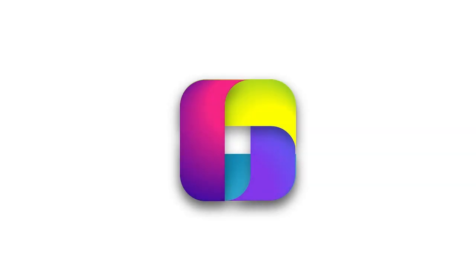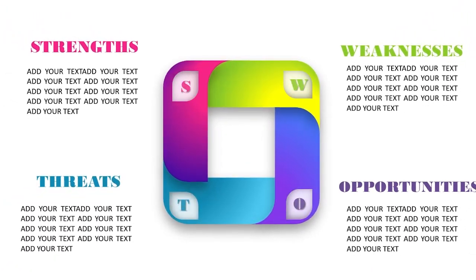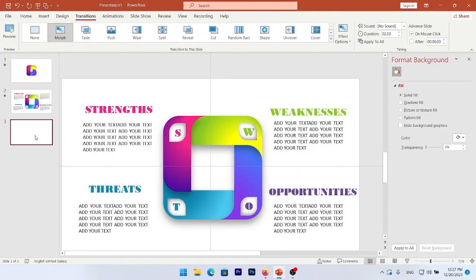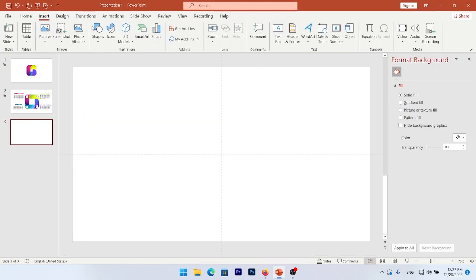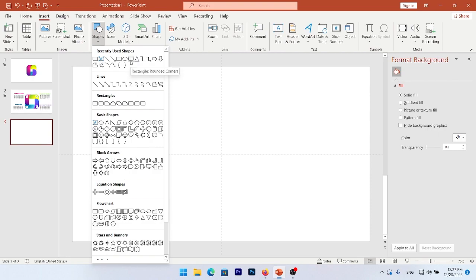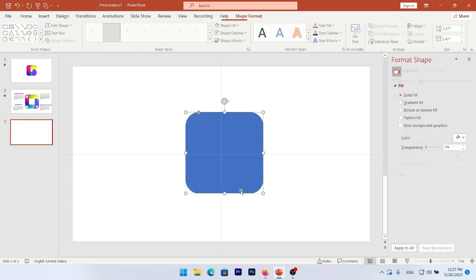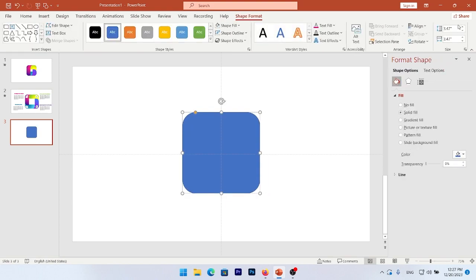Let me show you how to have an infographic like this. For creating these shapes, in the first step, go to Insert Shape and add this rounded rectangle, and by holding the Shift key, draw it. Put its size to 3.25.